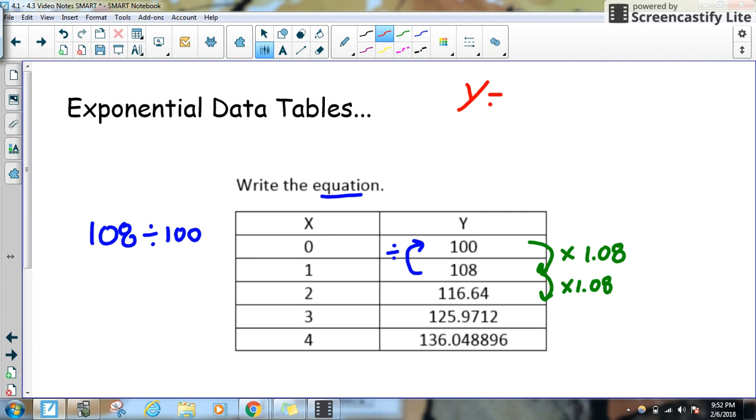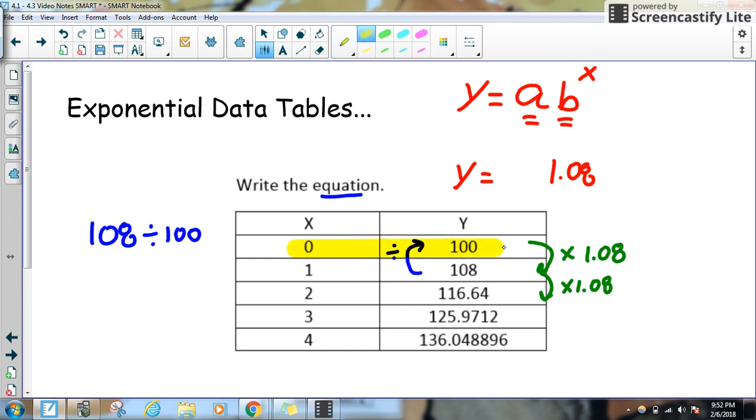Okay, so let's talk about what the equation would be. Remember that all exponential equations are of this form, right? So b is the multiplier, a is the initial. Well, we just calculated the multiplier. It's 1.08. The initial is the value of y when x is 0. And we have that in our data table. It's 100. So 100 times the multiplier 1.08 raised to the x power.